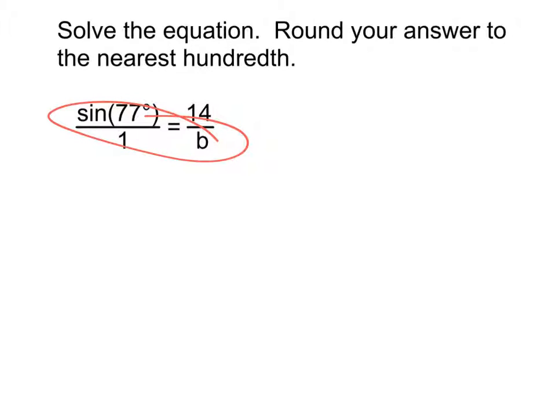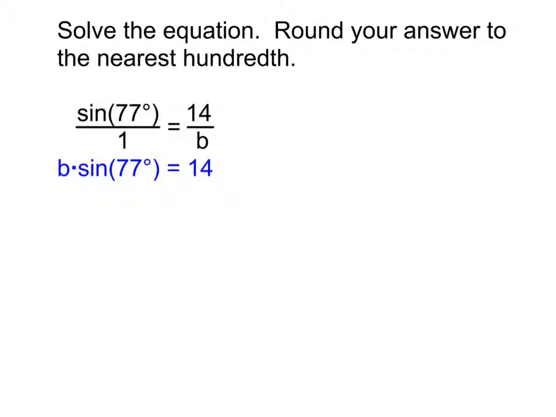But how do I do b times sine of 77? Well, all I can do is just call it b times sine of 77. And so that's how I'm going to leave it. Now, a little side note here. If you wrote it as 14 equals b sine 77, it means the same thing. Everything's going to be the same. All the work will be the same. It's just that your b will end up on the right side, whereas mine will end up on the left side. But all the operations will be the same.